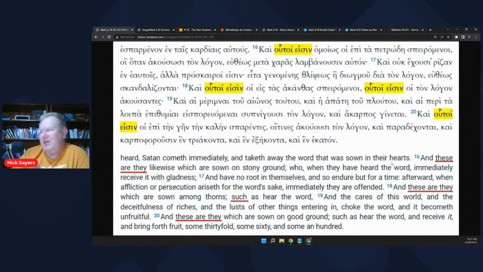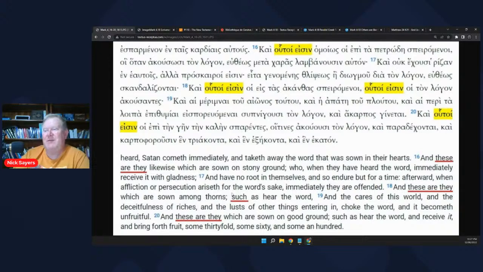So obviously, Scrivener's looking around going, oh, "such". Instead of saying, okay, "such" is synonymous with "these are they" because it appears in the same verse. Just listen to the verse. It says, "and these are they which are sown among thorns, such as hear the word, and the cares of this world and the deceitfulness of riches." So it's not like it's a different group. It's the same group.